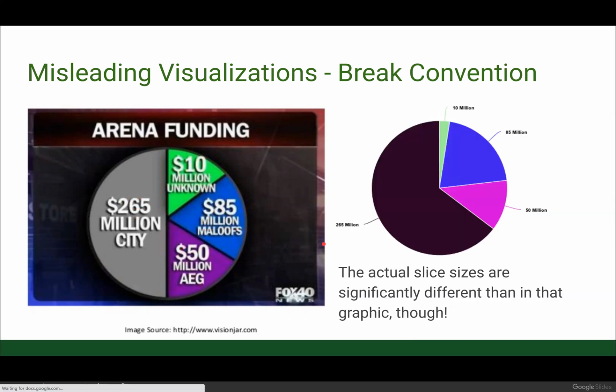So if we look at what the actual chart should look like, here's what our actual pie chart would look like if we used the correct slice sizes. So our city contribution would be much, much larger than just the 50%. Our unknown contribution is going to be much, much smaller than on our original graph. So making sure that we are following the conventions of how our graphs are meant to be used can make sure that the data we're presenting isn't misleading, like it is in this picture here.